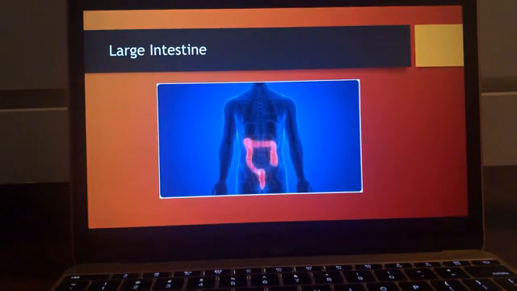It's named so because its diameter is greater than the small intestine. At its distal end, it opens to the outside of the body through the anus. It absorbs some water and electrolytes and reabsorbs and recycles water and digestive secretions. It forms and stores the feces.